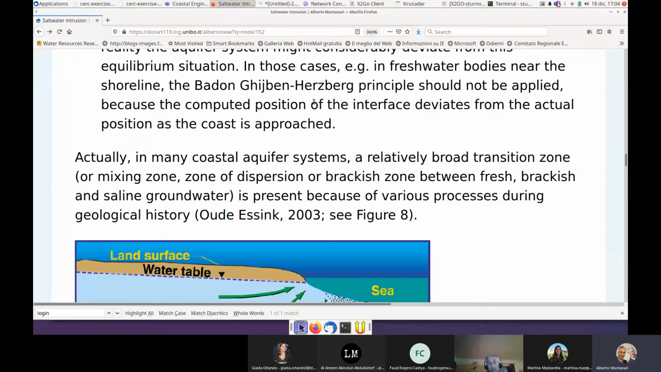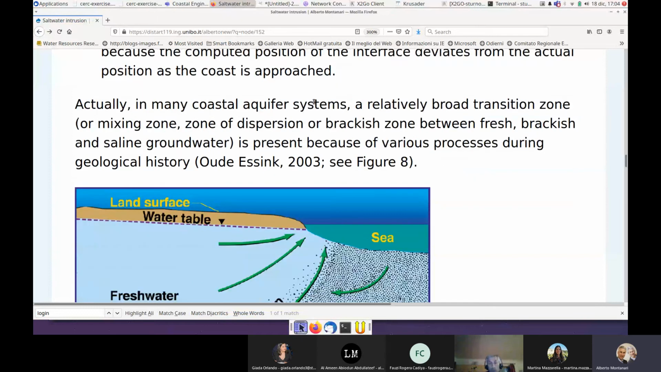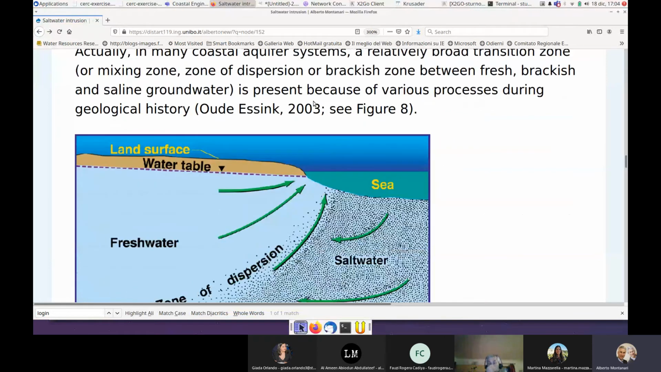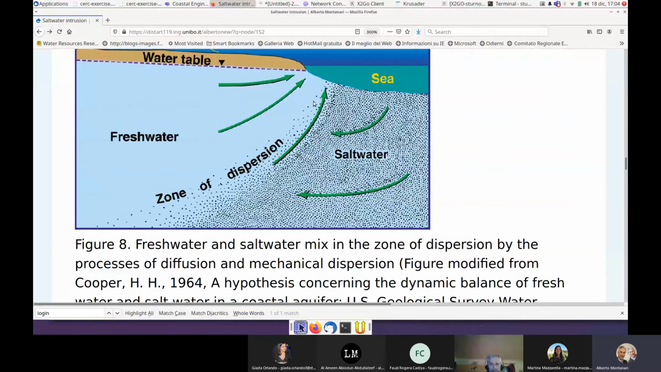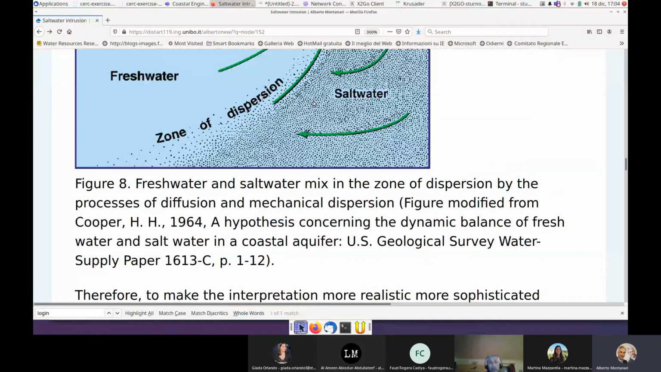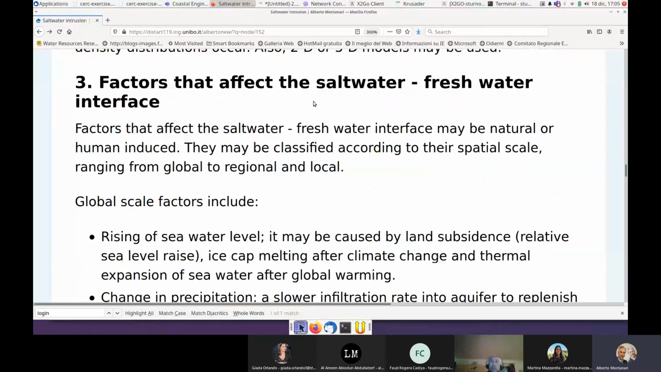There are other figures which depict with a more colored representation what's happening. And I think there is also another one, and later on. But let's first discuss, in more detail, the factors that affect the saltwater-freshwater interface, and how these factors may make our assumptions unrealistic.